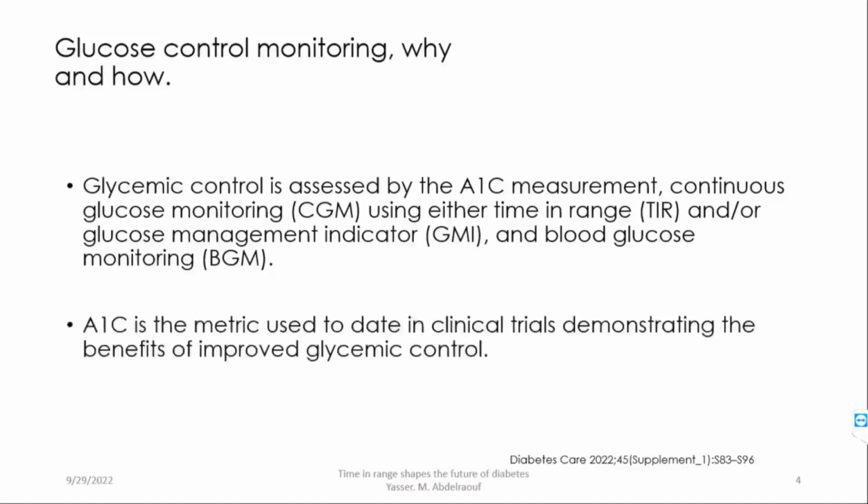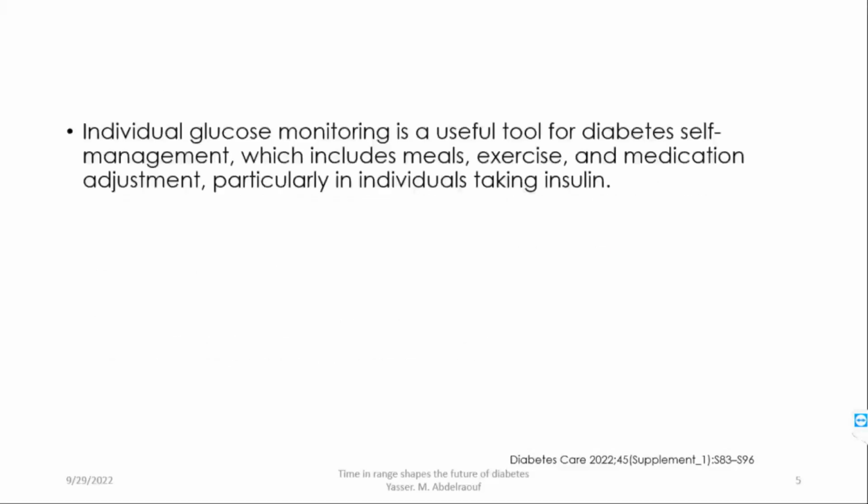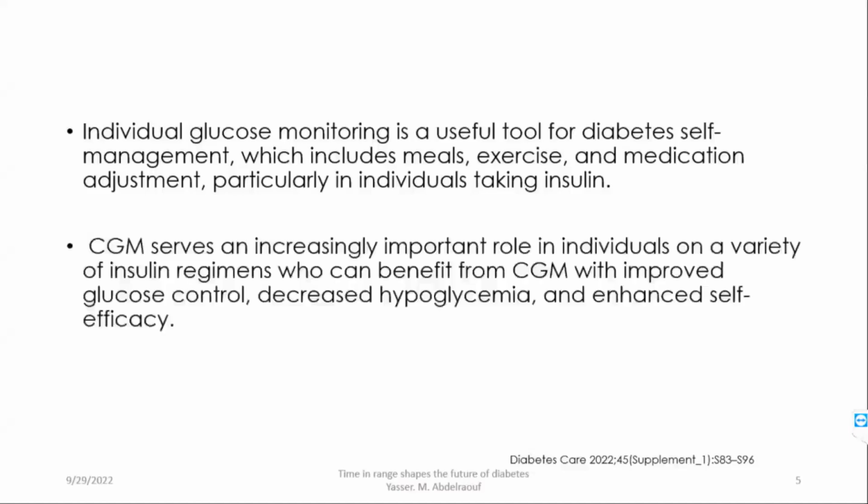Hemoglobin A1C is the most important and the gold standard in the assessment of the effect of glucose control on the diabetes outcome. And individual glucose monitoring, also using the glucometers, is very important for taking decisions regarding the daily change of the insulin doses and management of the diabetes regimen. Continuous glucose monitoring is coming, and it is rising in its importance in the management of diabetes, as we said.